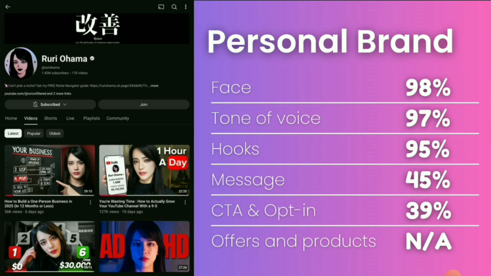So for example, the reason why I subscribed doesn't really get me to consider any of these three CTAs and opt-ins. So that's why I give it 39%, and we're going to be talking about how to improve that.